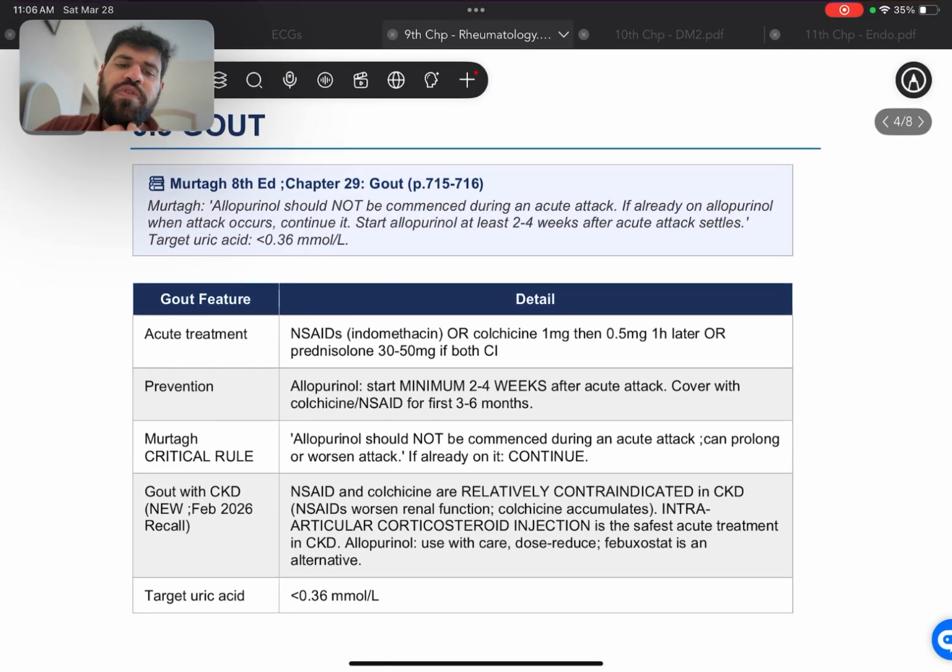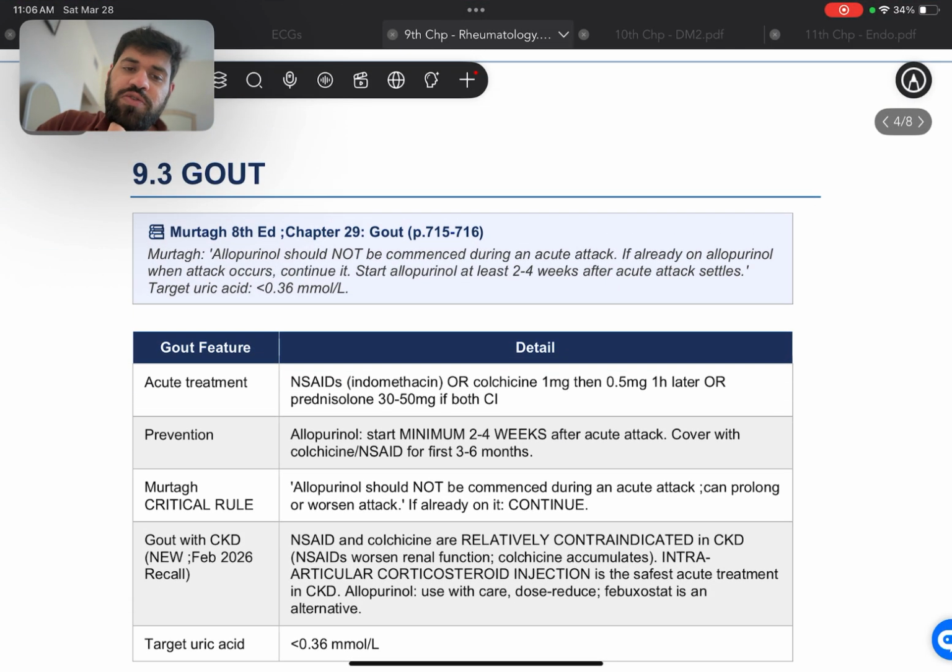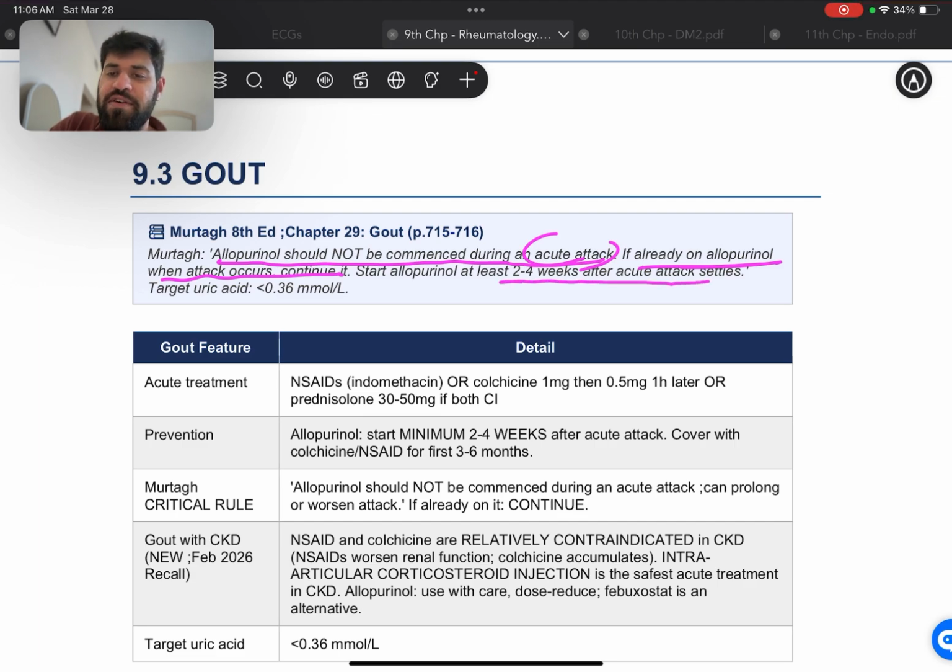All right, now moving on to gout. So the important point that was given in Murtagh is that allopurinol should not be commenced during an acute attack. All right, if the patient is already on allopurinol when attack occurs, we continue it. Start allopurinol at least 2 to 4 weeks after the acute attack settles and the target uric acid concentration is less than 0.36 millimole per liter.